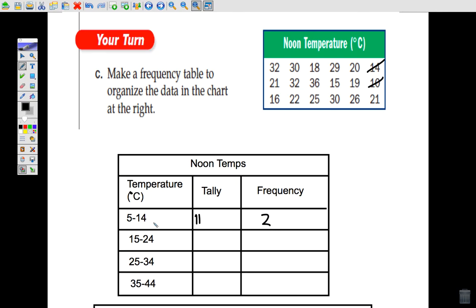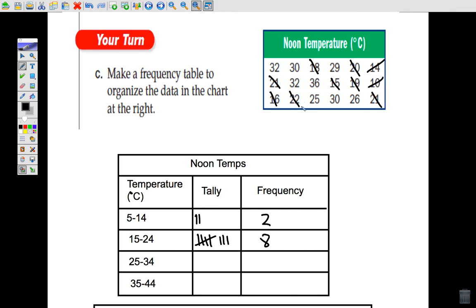Okay. Now 15 to 24. Looks like I'm going to have a bunch of these. So 15 to 24. There's one. There's one. There's one. There's one. That makes 5. Another one. There's one. And right there. So there's 8.